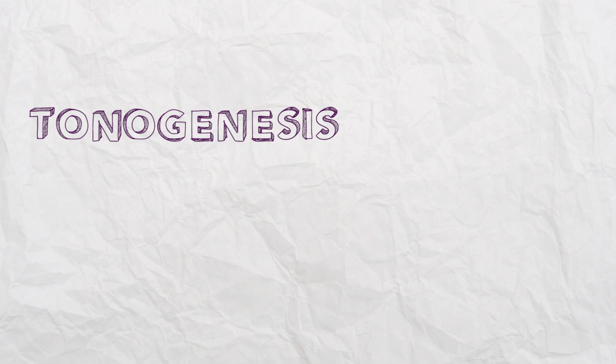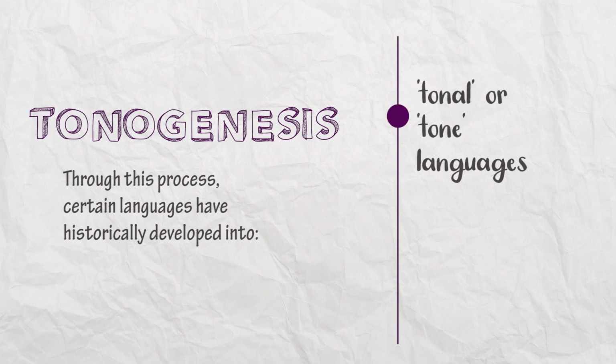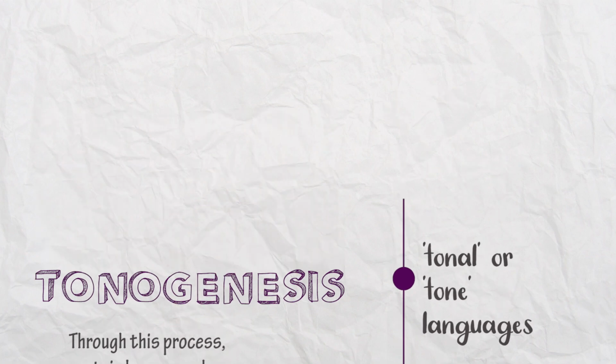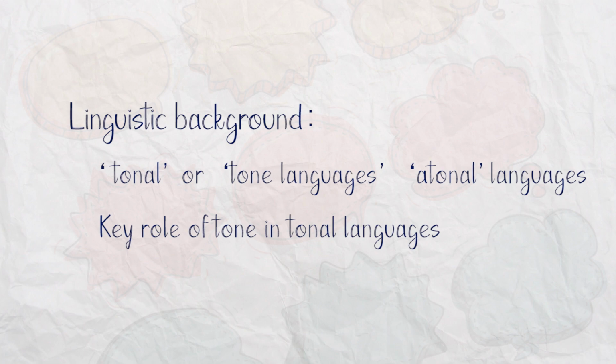Through a process called tonogenesis, certain languages have historically developed into tonal languages or tone languages, as opposed to those that have not, which are called atonal languages. An atonal language is a language that is not based on tones. A tonal language or tone language is a language in which tone has a central role. Depending on your linguistic background, if you come from an atonal language, it might be difficult for you to grasp the concept of tone, or in other words, the key role that tone plays in these languages.